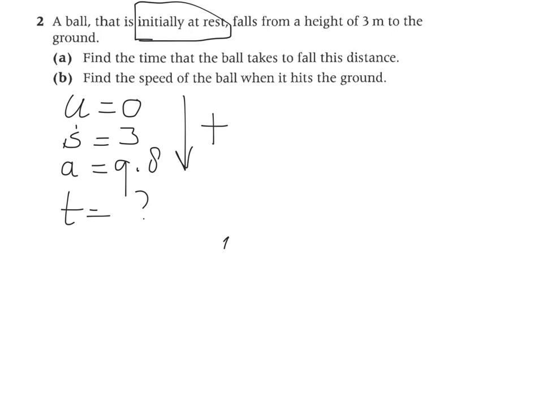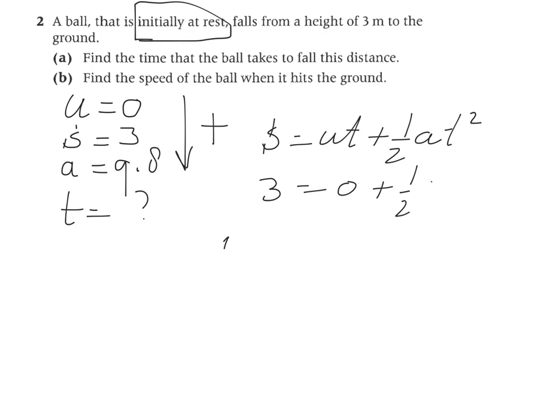Now, based on the information they give to me, I will pick the equation s equals ut plus half at squared, and I simply substitute every piece of information they give to me. 3 equals 0t, which is 0, plus half times 9.8 times t squared. There you go. If you rearrange that and you square root it, then you're going to get t to 3 significant figures, 0.782 seconds. There you go.